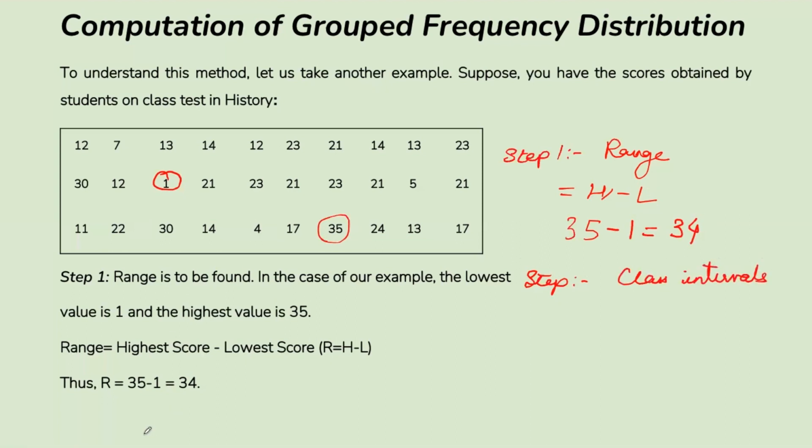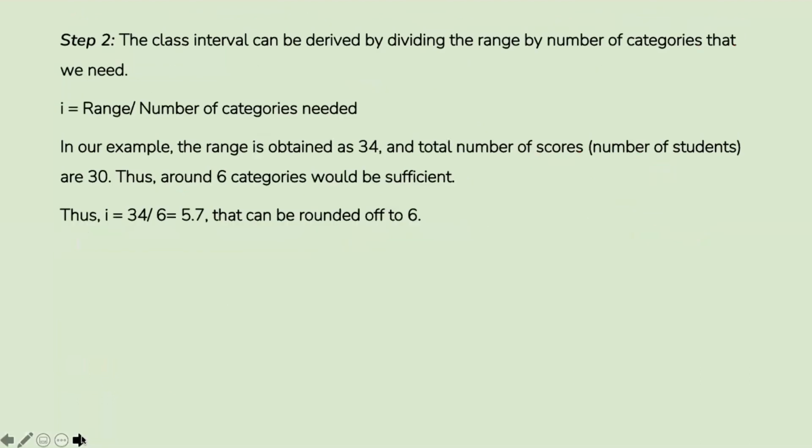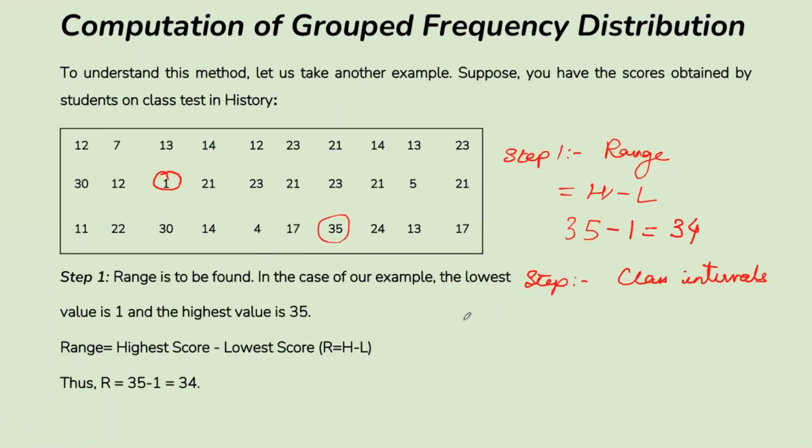How to determine the class intervals? This is the formula to determine the class intervals. Let me explain this. The class interval is denoted by I. So I is equal to range upon number of categories needed. Okay, so the formula to determine the class interval is range upon number of categories needed.